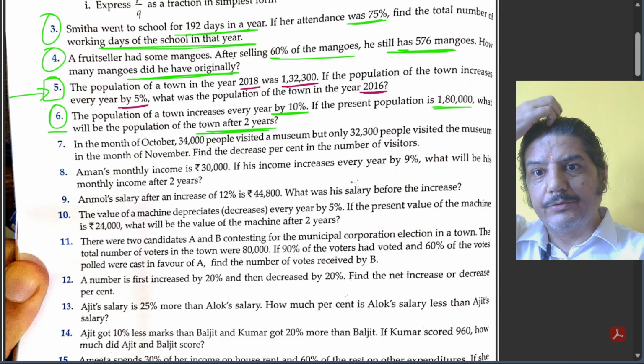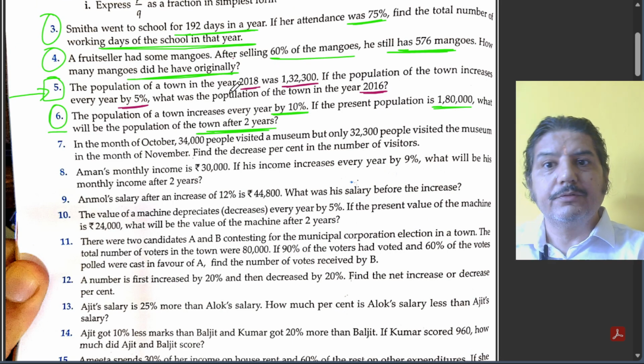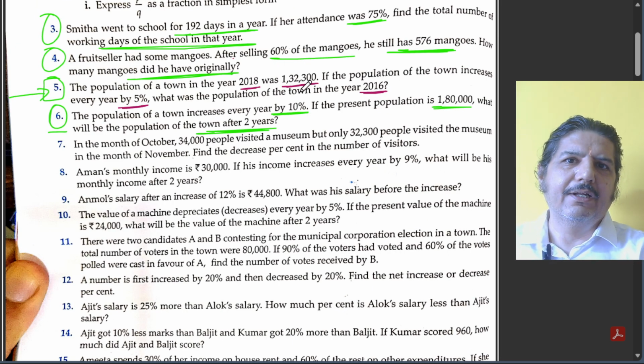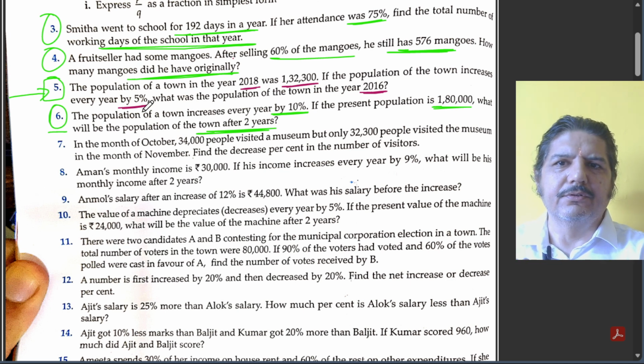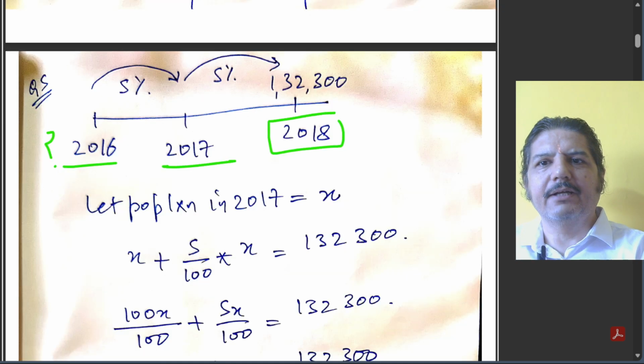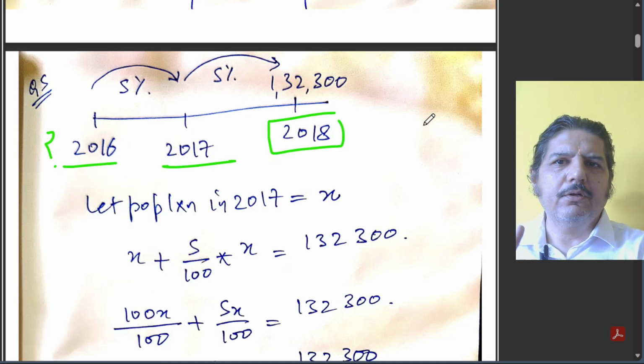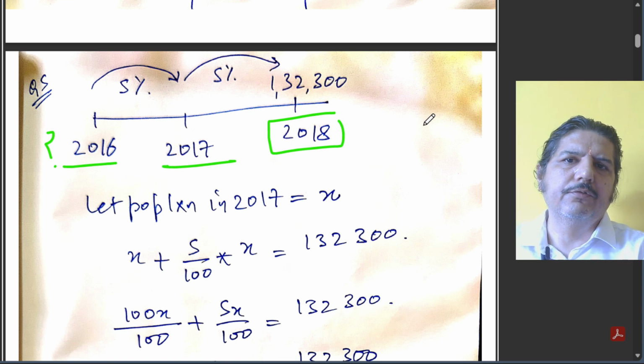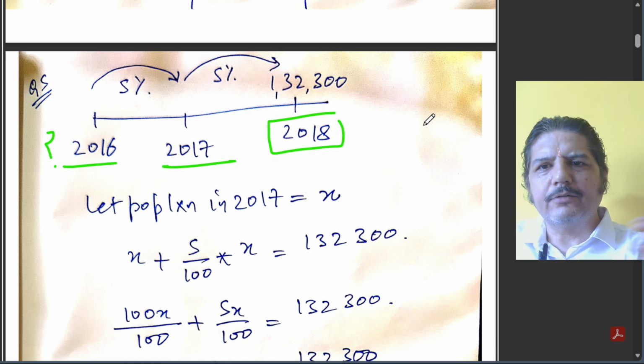You can have a look at the question again. The population of the town in the year 2018 was 1,32,300. If the population of the town increases every year by 5%, what was the population of the town in the year 2016? That is 2 years back they are asking. This is a bit complicated question because there will be some heavy calculation involved. Let's try to understand.